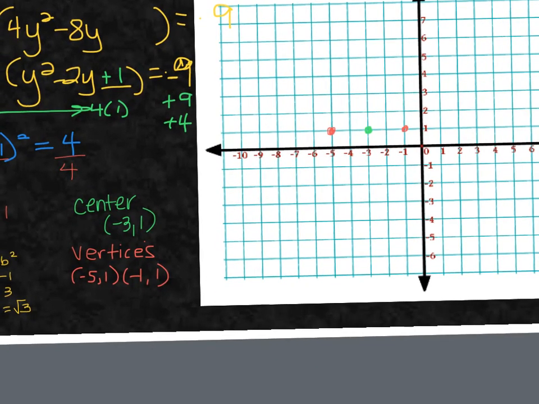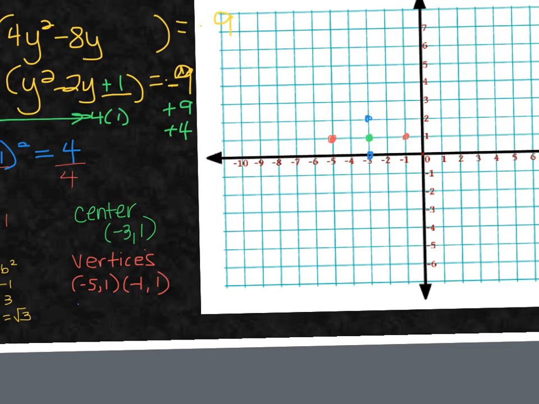And then we said b was 1. So now co-vertices, because this is horizontal, would go up and down b. And we just found our co-vertices.